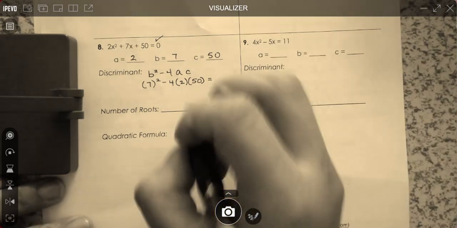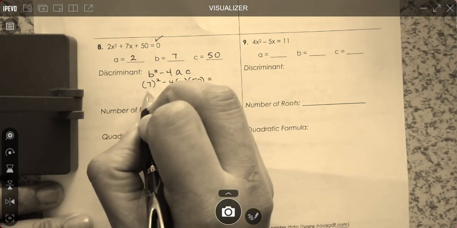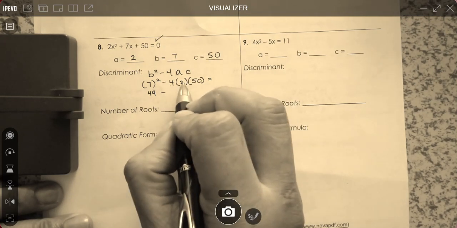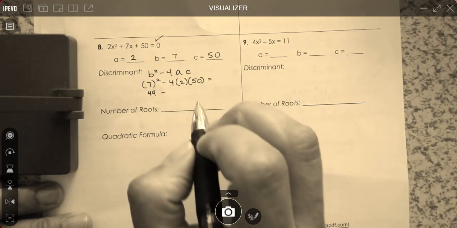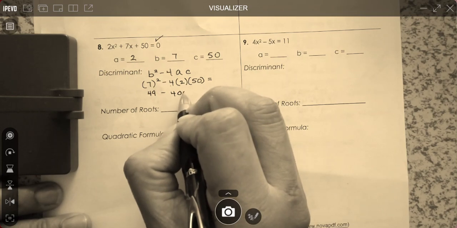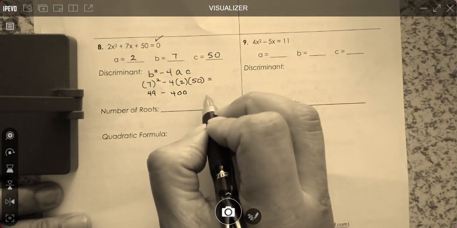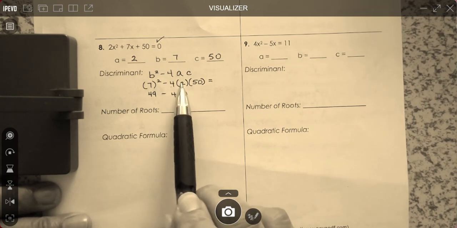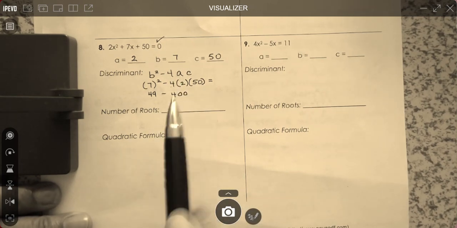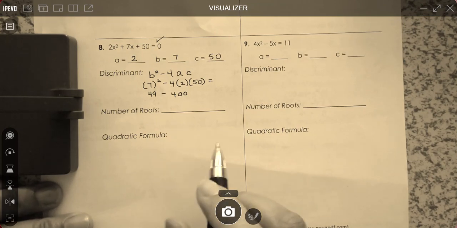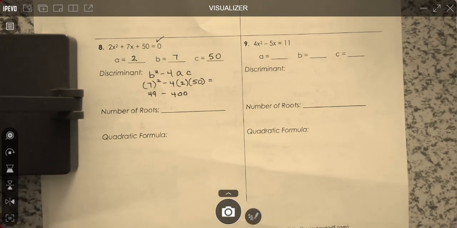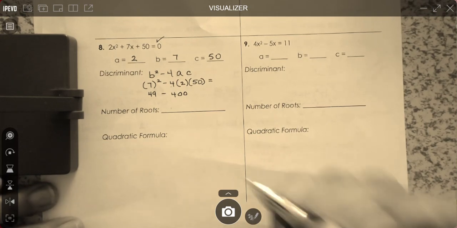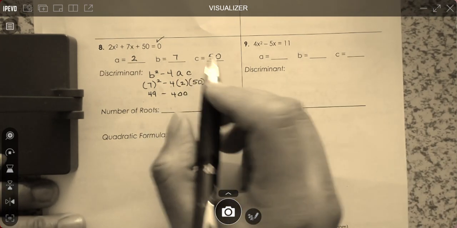Fine. Here we go. All right, 7 squared is 49. 4 times 2 is 8. 8 times 50 is 400. Did you just say 4 times 2? I said 4 times 2 is 8. 8 times 50 is 400. Are we clear? $50 bills. 8 $50 bills is 400 bucks. 49 minus 400.